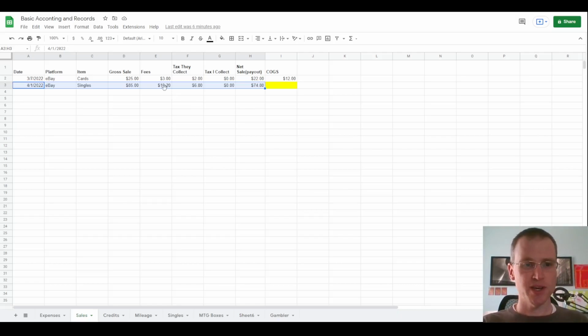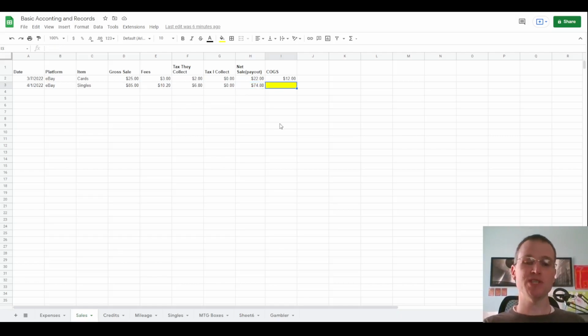So, of course, we have our spreadsheet set up to calculate the fees, the taxes that are collected. Again, you don't have to do anything with this number, but I like to record it and track it. I didn't collect any taxes because it was done on eBay. And the net payout is gross minus the fees.